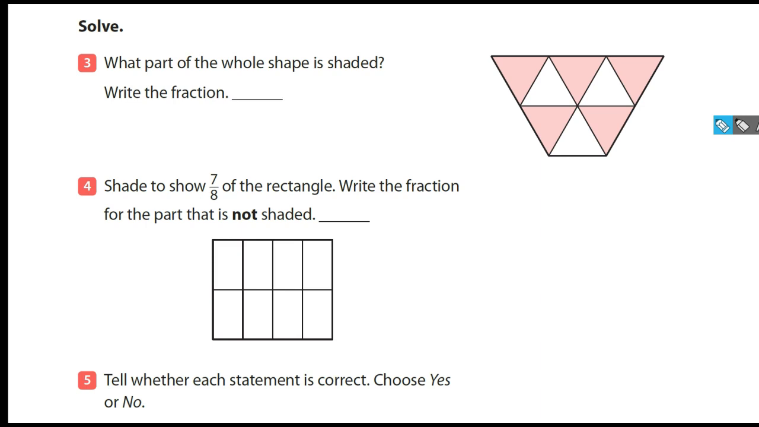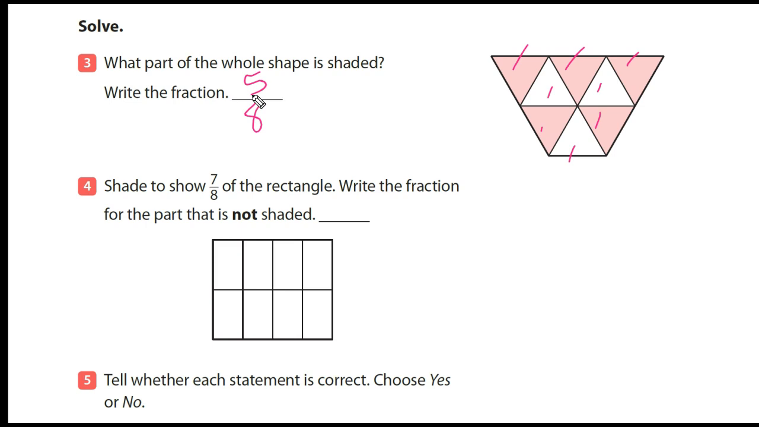So what part of the whole shape is shaded? Write the fraction. Go ahead and do number 3 for me, please. So I need to write a fraction of the part that's shaded in, right? So I have total, I have 1, 2, 3, 4, 5, 6, 7, 8. I have 8. That's my denominator. And there were 5 that were shaded in. Boom, I'm done. Right?